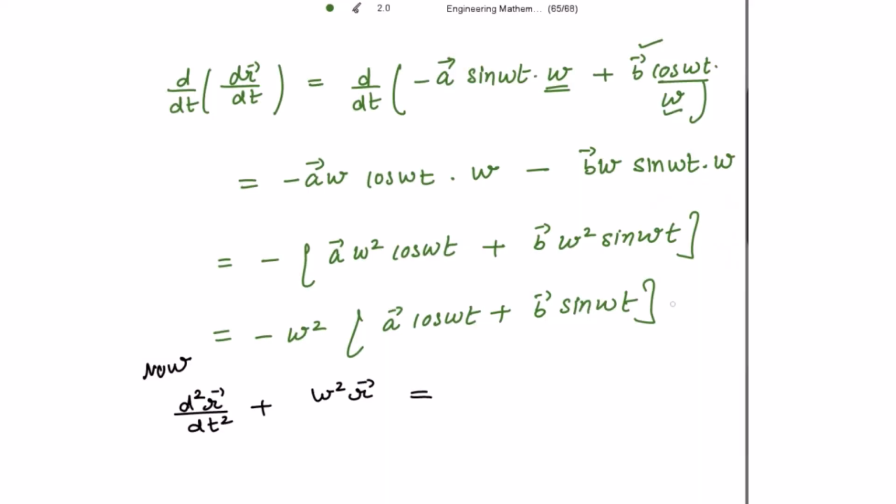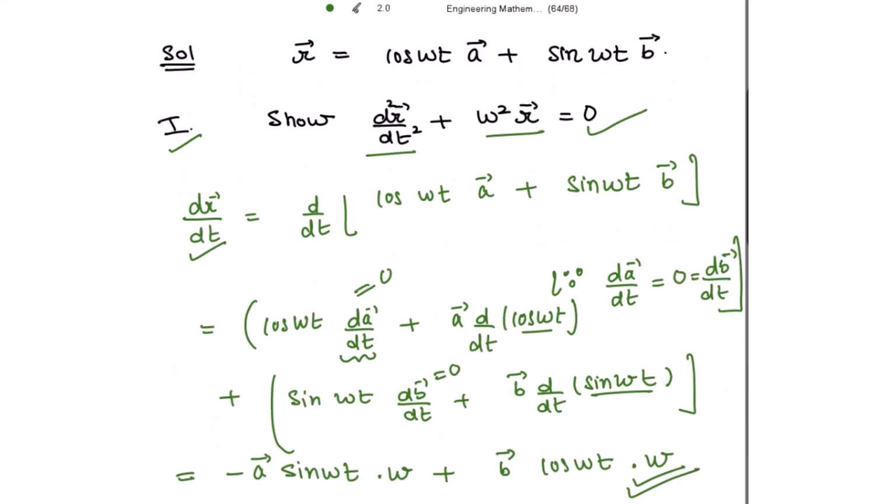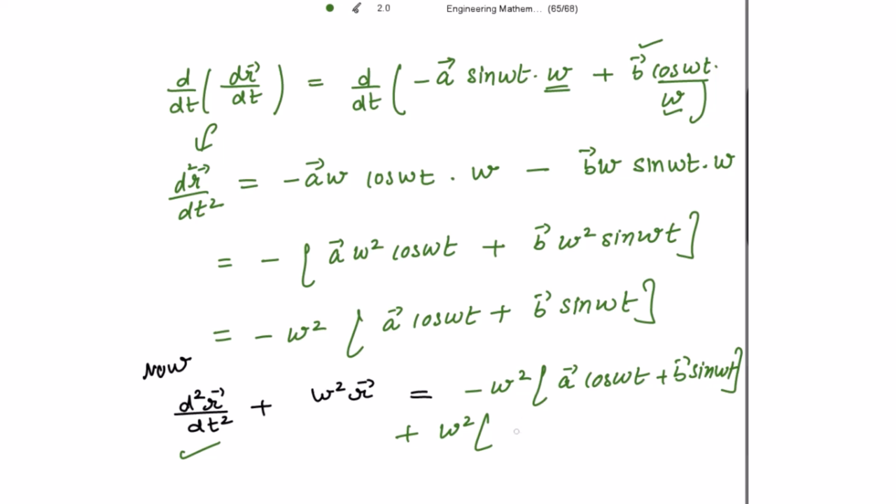So putting the value, this is your double derivative of r with respect to t, and its value is, I am writing over here, minus w square into a vector cos wt plus b vector sine wt, plus w square multiplied with r vector. What is r vector given to us? It is this, that is a vector cos wt plus b vector sine wt. It is the same as that of this double derivative. So these two cancel out and we are going to get this answer to be 0. So we have shown that their sum is equal to 0.